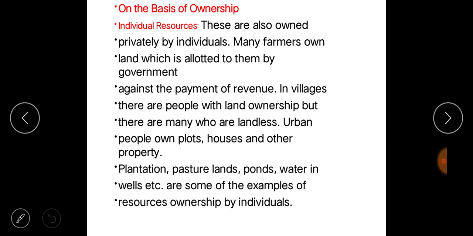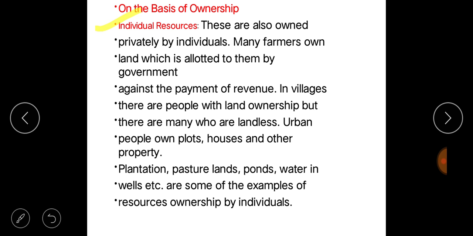Okay. Now, on the basis of ownership, there are two types of resources. First, individual resources. Individual resources are owned privately by any individual, any farmer. He has land, anything which is allotted by the government, or his own land, or any property. This is called an individual resource. Any individual who has private property.